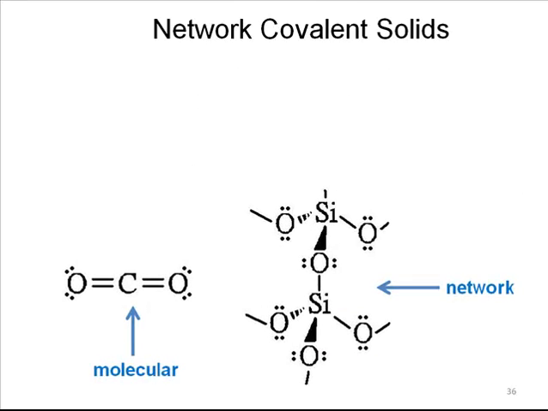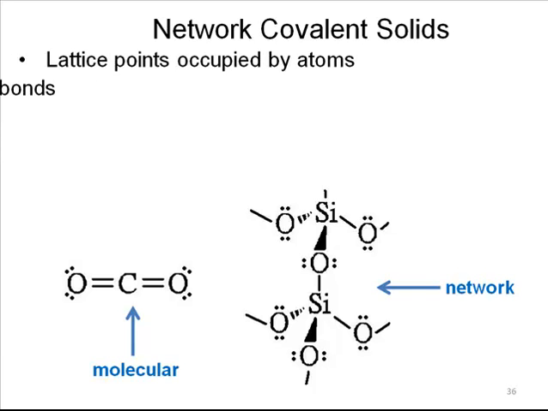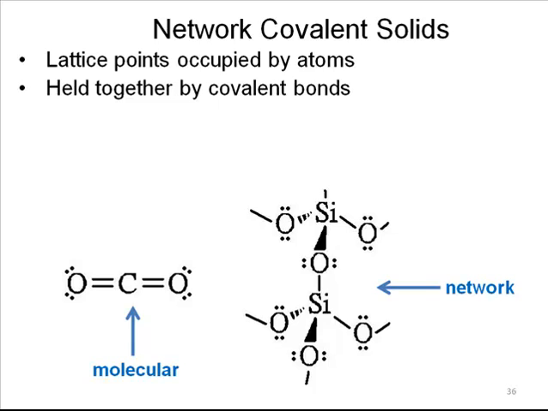In network covalent solids, a molecule looks like this. A network looks like this, where it actually has chemical bonds between the subunits. So this here is silicon and oxygen with a chemical bond between the silicon and the oxygens to make a network. And this network usually goes in multiple directions, and this provides for a very hard material. The lattice points are occupied by atoms. They're held together by covalent bonds, many covalent bonds. They have a very high melting point and are very hard.